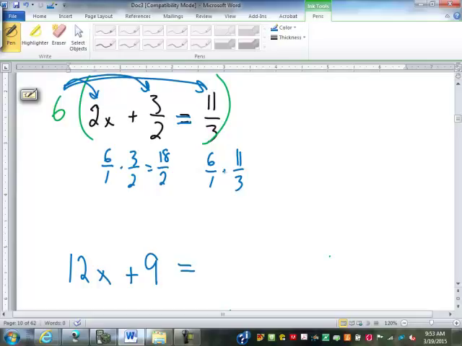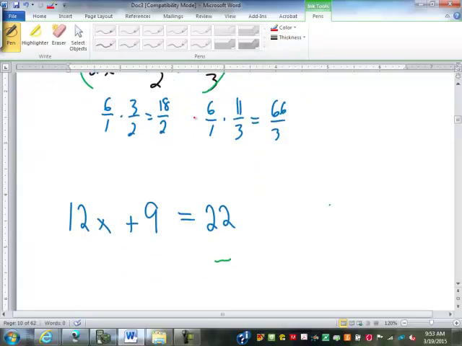Now, you asked it yesterday, Cody. I'm going to answer it again. The 6 and 3, you could cross-cancel if you wanted to. Just for the sake of time right now, I'm just multiplying it out. 6 times 11 is 66. Divided by 3 is 22. And we now have an equation that we can solve.